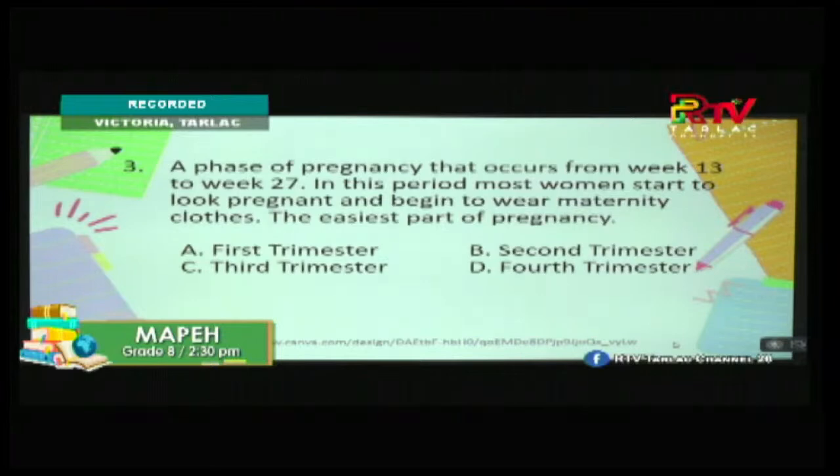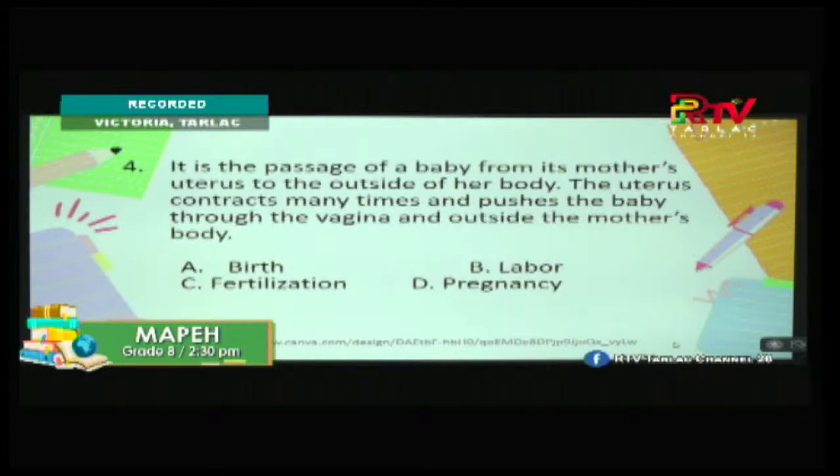The correct answer is letter B. Second trimester. Excellent. Question number 4. It is the passage of a baby from its mother's uterus to the outside of her body. The uterus contracts many times and pushes the baby through the vagina and outside the mother's body.